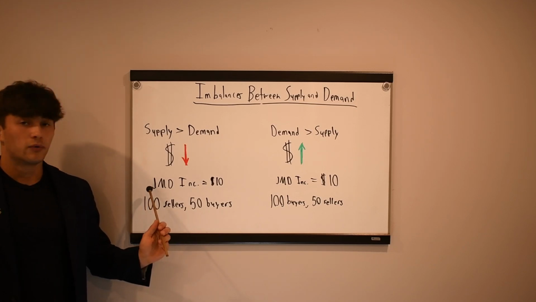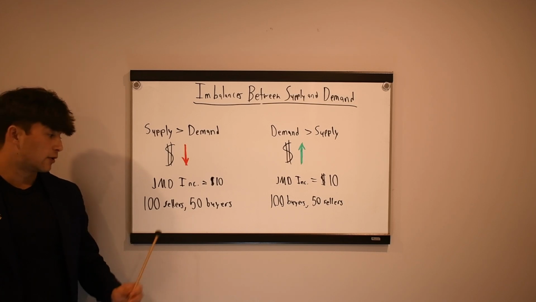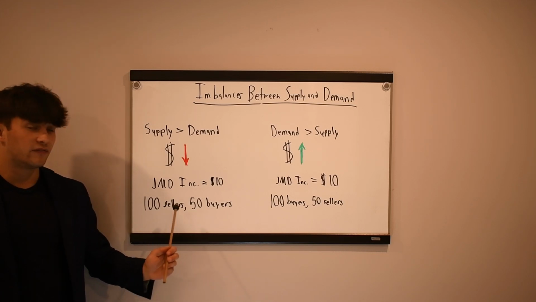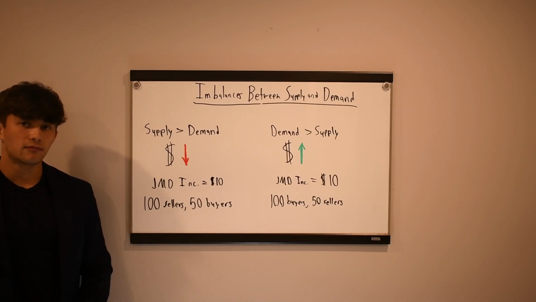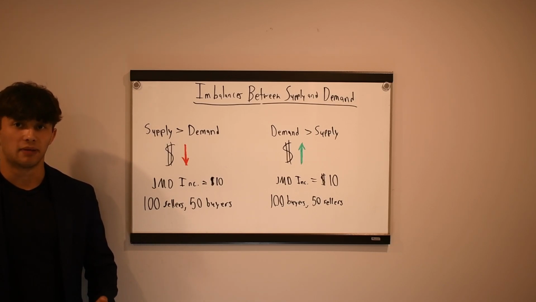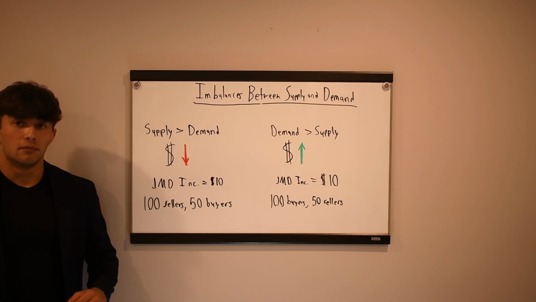So let's say we have JMD Incorporated at $10. And at this price, we have 100 people willing to sell, but only 50 people willing to buy, meaning that the supply is greater than the demand. In order for the sellers to win over more buyers, they're going to need to decrease their prices. So as the prices fall, there's going to be less sellers willing to sell at the lower prices, but more people willing to buy at the lower prices.